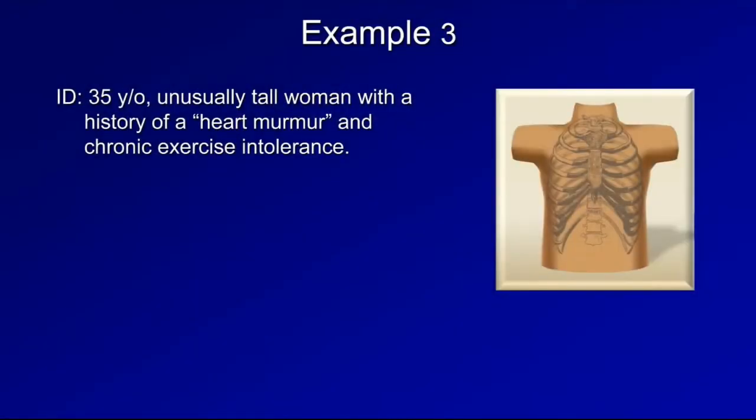For example 3, we have a 35-year-old woman who reports a history of a heart murmur and chronic exercise intolerance. This is best heard at the fourth left intercostal space. This time, listen for the timing, the shape, and the quality. Hopefully, the timing for this murmur sounds different than the previous 2 examples. That's because this is a diastolic murmur.